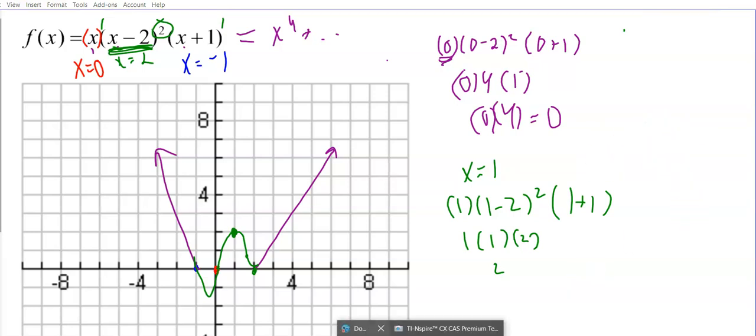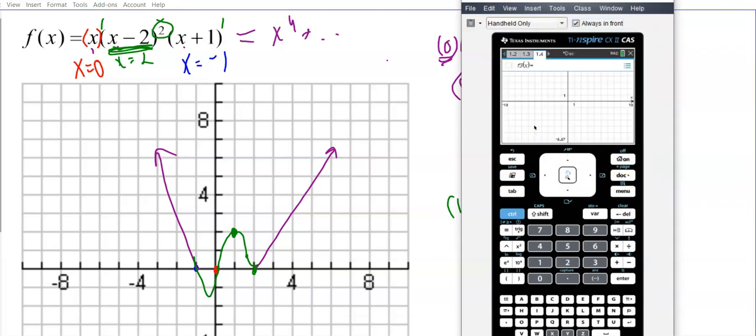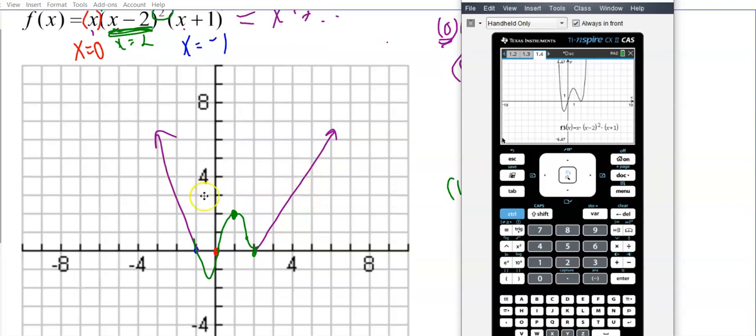We could graph it just to see how we did. So let's see. So x times, let's see, x minus 2 squared times x plus 1. And that is what it looks like, isn't it? I mean, we went a little bit kind of wide on the purple part there, but it's pretty much a W that's kind of offset. That's exactly what this graph looks like.